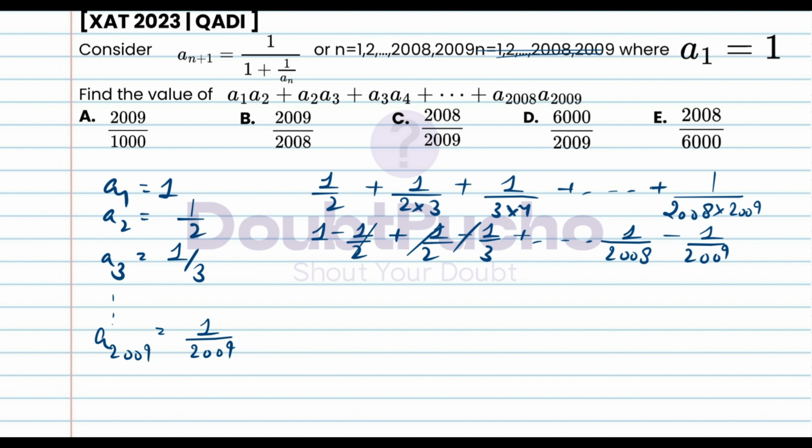Now simply cancel all the terms. So this will be 1 minus 1 upon 2009. On solving this, you are getting 2008 upon 2009. So the correct answer is C option.